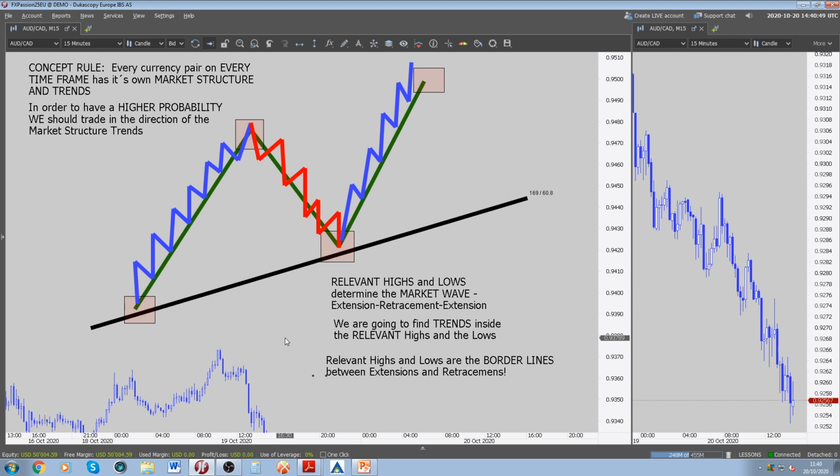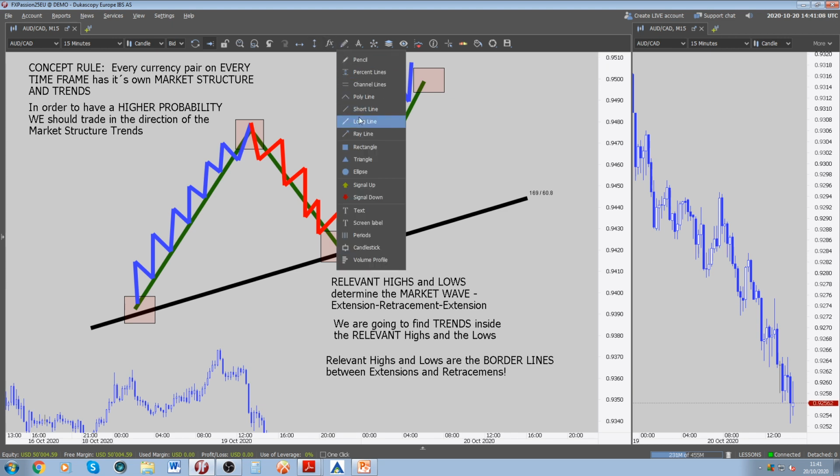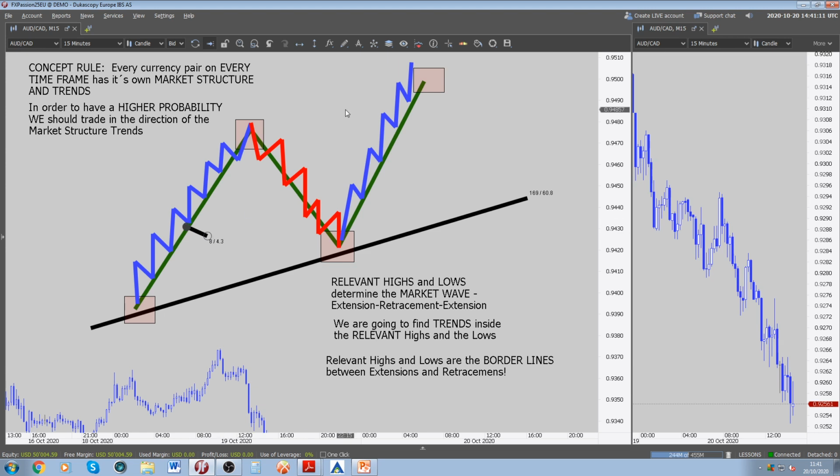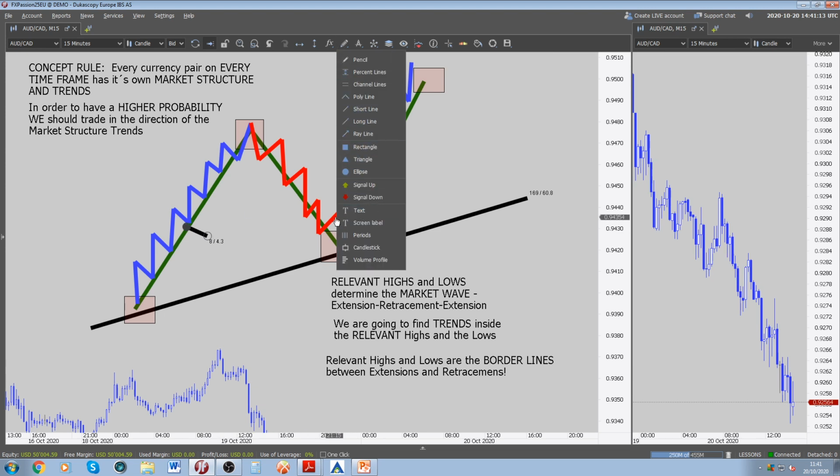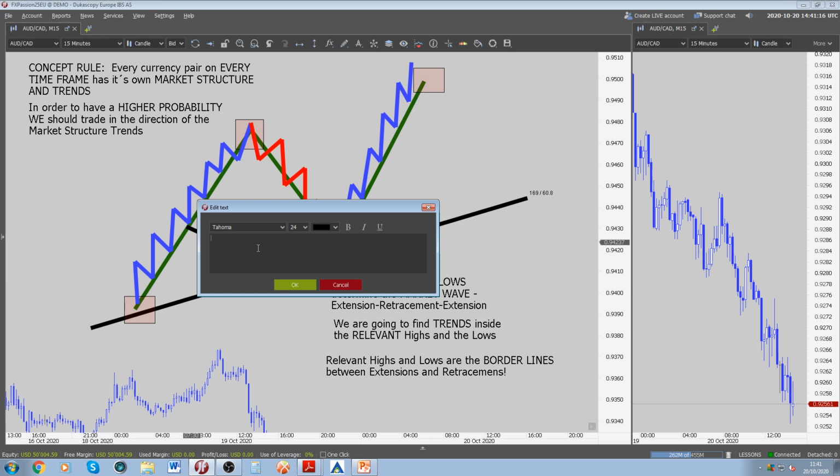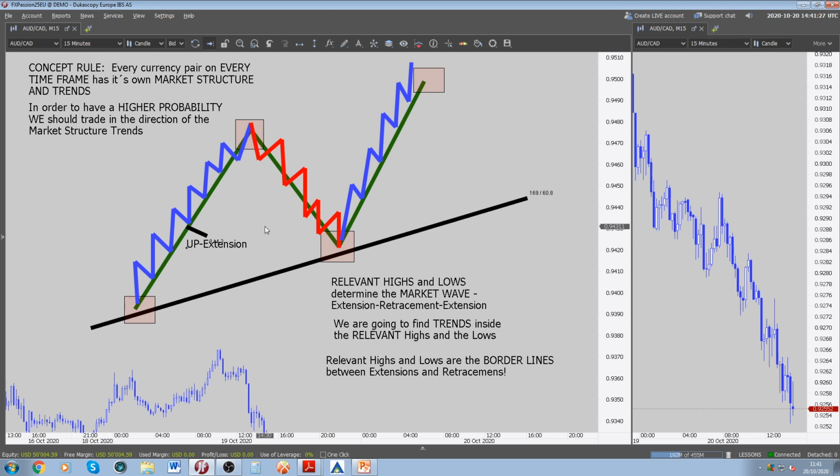Zuelius is asking, are relevant highs and lows defining the structure wave? Yes, sir. But remember, everybody, you are going to find this on every time frame and every currency pair. So this would be an extension here. This would be an extension in an uptrend, an up extension. In a downtrend, it's just in the opposite direction.